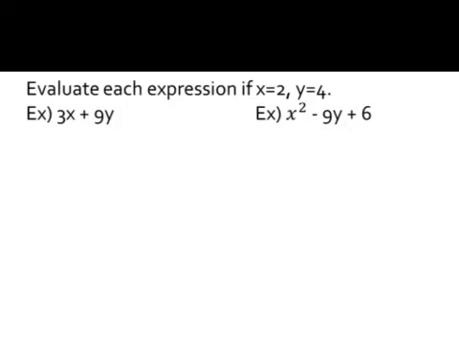For our first example, it gives us that x equals 2 and y is equal to 4. So x and 2 are the exact same thing. So that means in this first example, wherever I see an x, I need to replace it with a 2. And then it tells us that y is equal to 4. So wherever I see a y, I need to replace it with a 4. So now I would get the expression 3 times 2 plus 9 times 4.